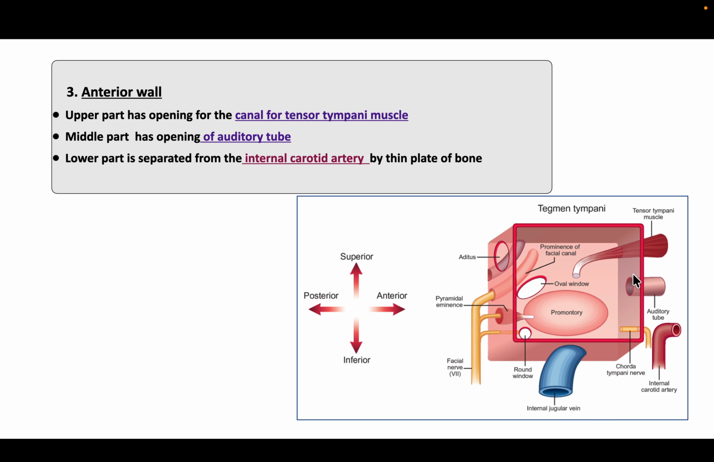Coming to the anterior wall, the upper part has the opening for the canal of tensor tympani, the middle part has the opening of the auditory tube, and the lower part is separated from the internal carotid artery by a thin plate of bone. So 3 structures are present: basically 2 openings and 1 bony plate, which is separating the middle ear from the internal carotid artery.